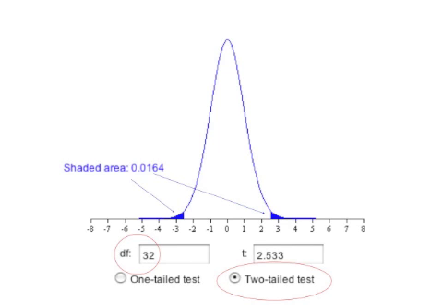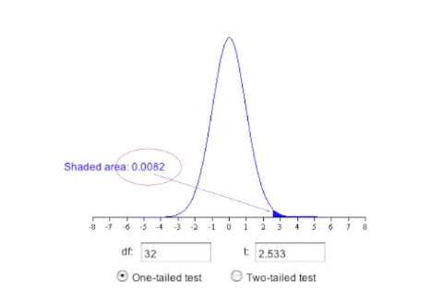Once we have the degrees of freedom, we can use the t-distribution calculator to find the probability. The two-tailed test is used when the null hypothesis can be rejected, regardless of the direction of the effect. As shown here, the probability of a t less than negative 2.533 or greater than 2.533 is 0.0164. The results of a one-tailed test are shown here. As you can see, the probability value of 0.0082 is half the value for the two-tailed test.